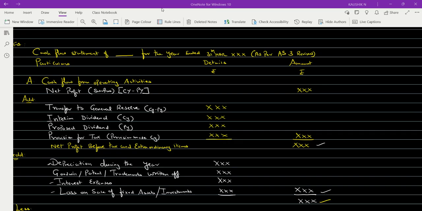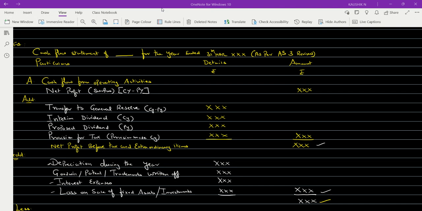Okay, now let us prepare the statement for the financing activity. So first, the list of items to be added. What are the items? Issue of shares or debentures or loan taken. Okay, so this is an item which will be coming to the add.